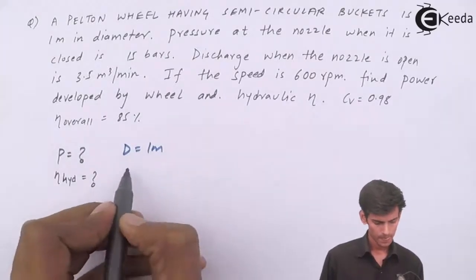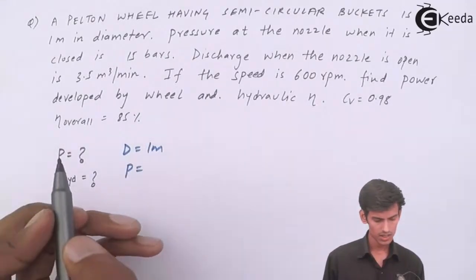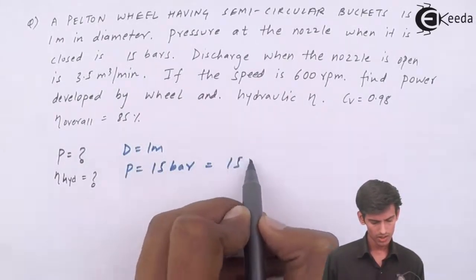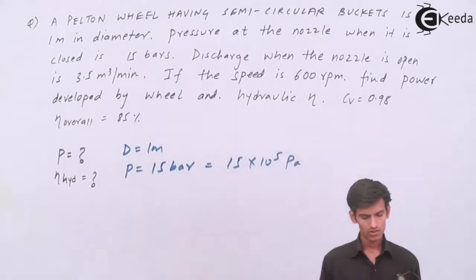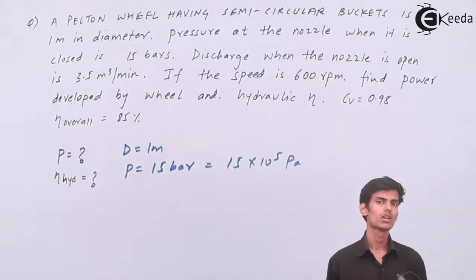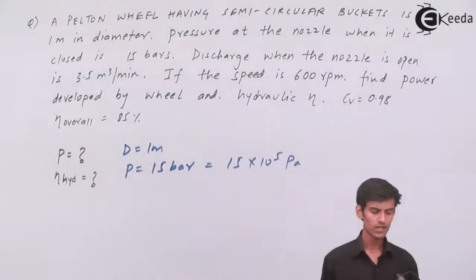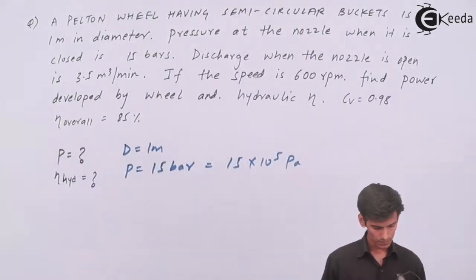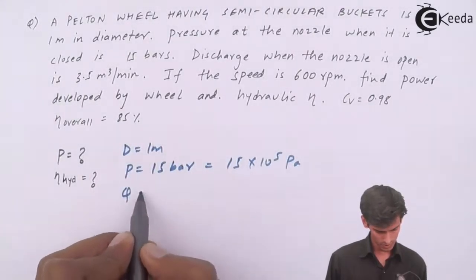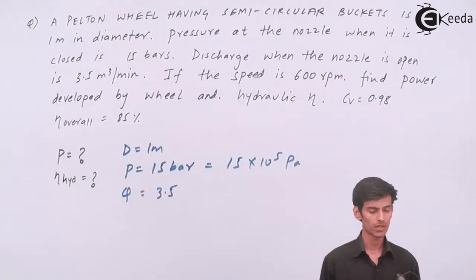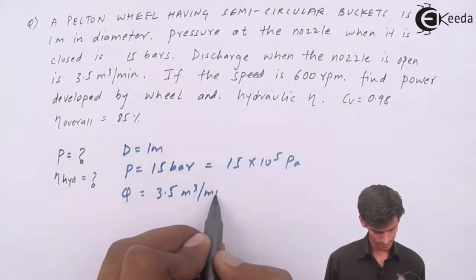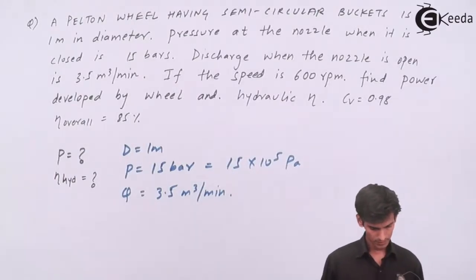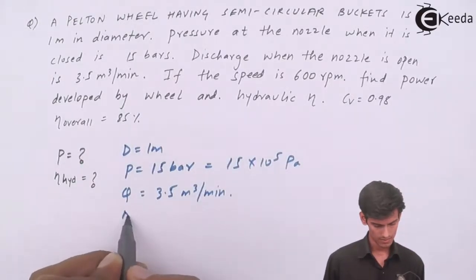Diameter is 1 meter. The pressure at the nozzle end is given as 15 bars. 15 bar is nothing but 15 into 10 raised to 5 Pascal. Bar is not the SI unit of pressure, so you need to convert it in terms of Pascal. So 1 bar is 10 raised to 5 Pascal. So multiply by 10 raised to 5 will give you pressure in terms of Pascals. The discharge is also given as 3.5 meters cube per minute. The RPM is given as 600.